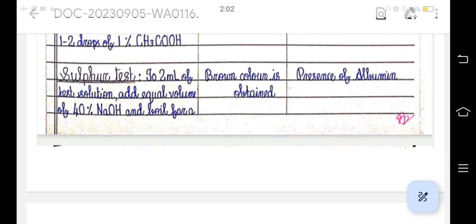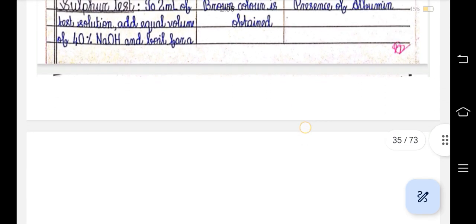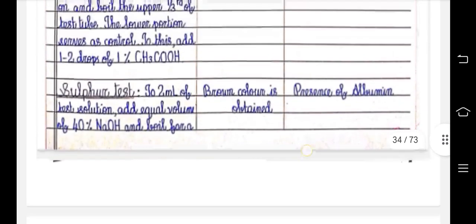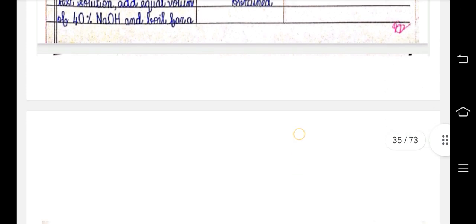Sulfur test. To the sample, add an equal amount of 40% NaOH, and boil for a minute. Cool and add 2 to 3 drops of lead acetate. Mix it well. 40% NaOH, heat, then cool. Along with that, add lead acetate, 2 to 3 drops. What will be the result? Brown color is obtained. Presence of albumin.